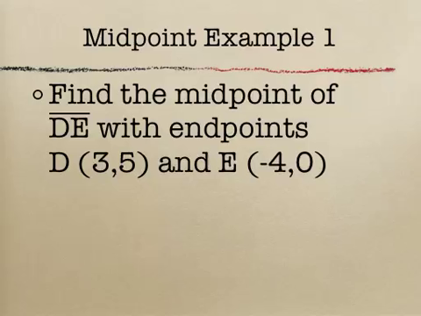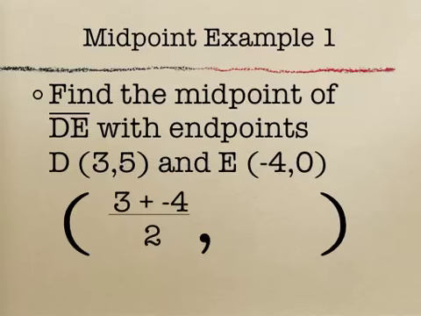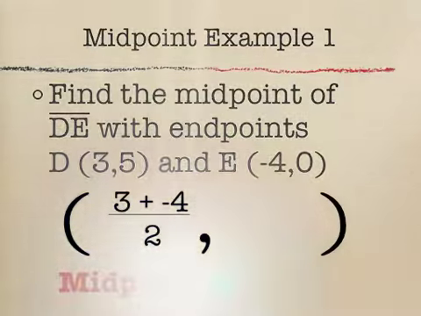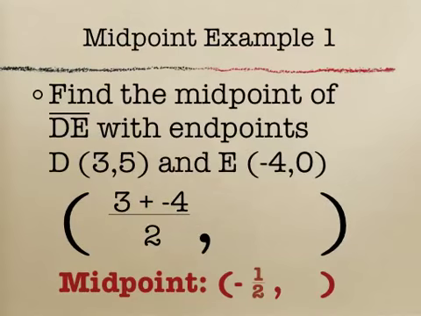Midpoint example 1 says find the midpoint of segment DE with endpoints at D (3, 5) and E (negative 4, 0). Using the midpoint formula, I'm going to add together my x values and divide by 2 to find the x value of the midpoint. Well, 3 plus negative 4 is negative 1, and then divided by 2 is negative 1/2.